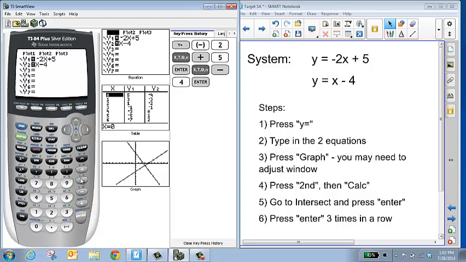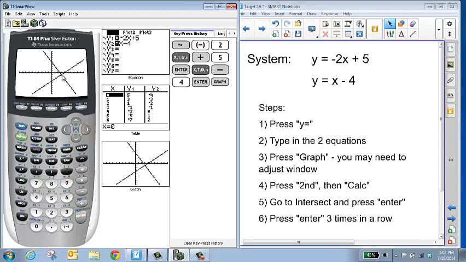Now the next thing, step 3, is we're going to press graph, and we want to make sure that we can actually see where these two lines intersect. If you can't, then you might have to hit the window button here and adjust your window until you can actually see where these two lines intersect.